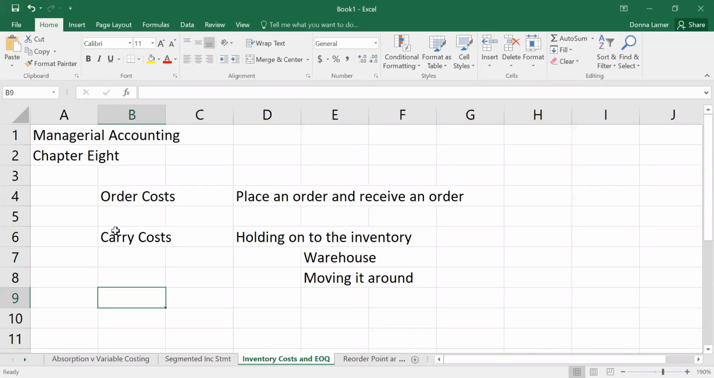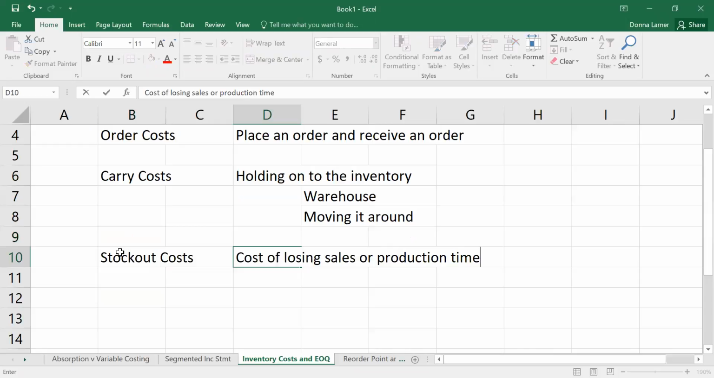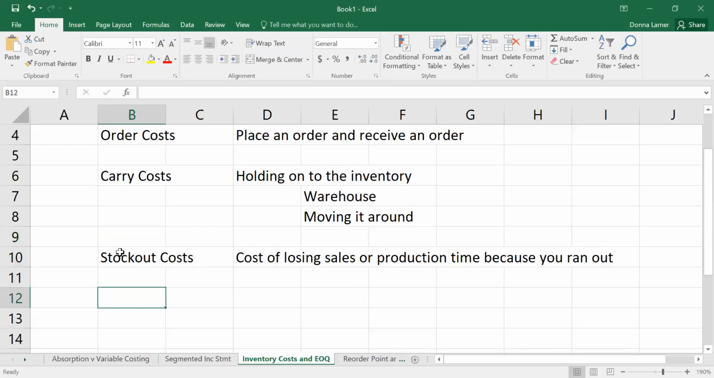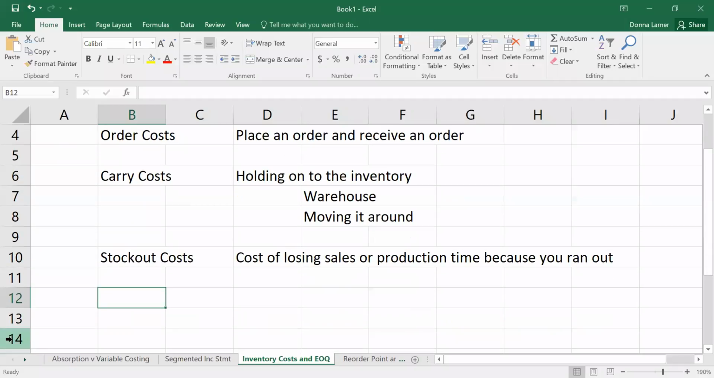So you're going to see those, and there's also a cost that's a little harder sometimes to put a number on, but they're called stock out costs. So if we're buying things either to sell or to use as a raw material in our production, and we don't have it because we didn't order enough, didn't plan well, or something is held up in the order trying to get to us, that costs us money. And that's what a stock out cost is.